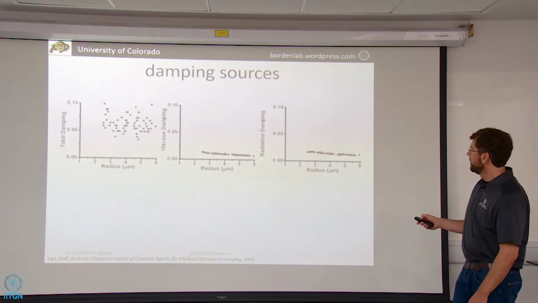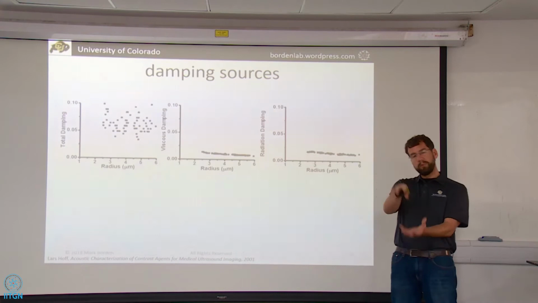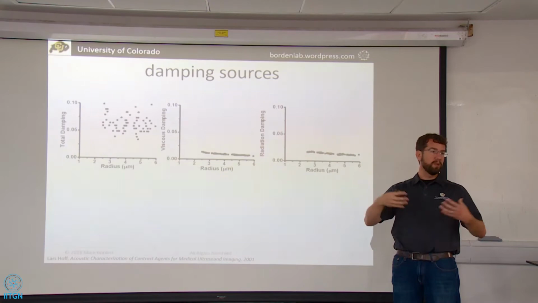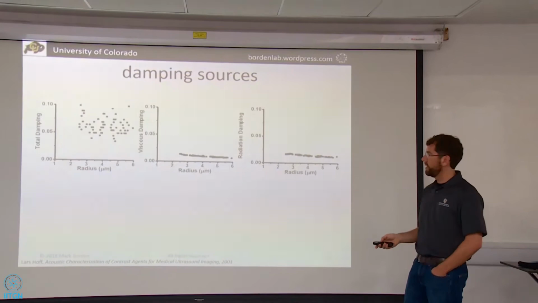There is also what's called radiation damping. When the bubble rings, it creates an acoustic ring that then re-radiates up. And this is what becomes really useful for ultrasound imaging, right? But acoustic waves don't just form, they require work to create them. So there's some energy that's lost in the creation of these acoustic waves. That's called radiation damping.